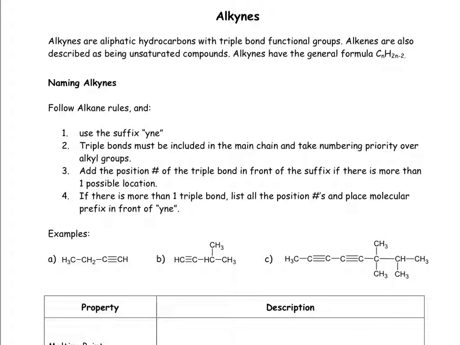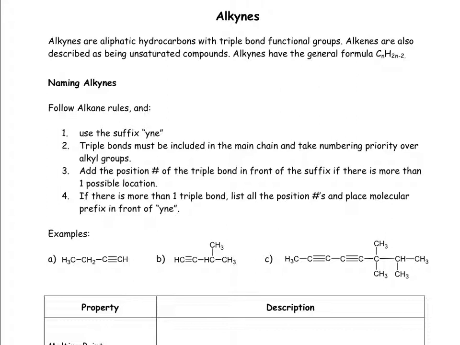To name an alkyne, you follow the alkane rules, and you use the suffix -yne, Y-N-E. Triple bonds have to be included in the main chain, and they take numbering priority, which means they always get the lowest number, as opposed to other side chain groups.